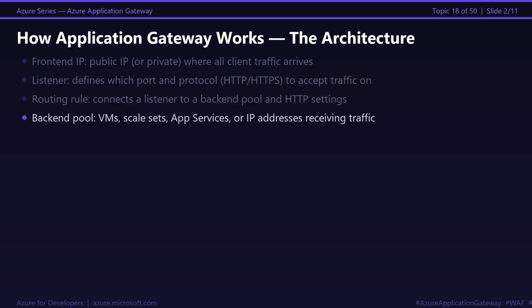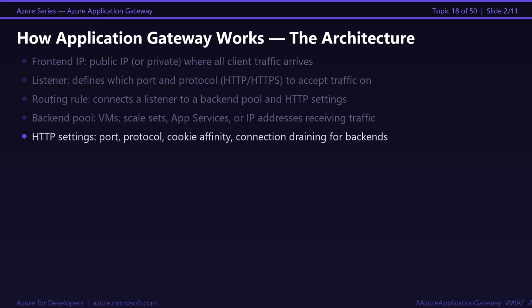Listeners are where traffic enters your application gateway. And there are 2 types. You need to understand both. A basic listener accepts all traffic on a port. No hostname check. Port 443 gets a request, basic listener grabs it. Use this when you have one website on your gateway.